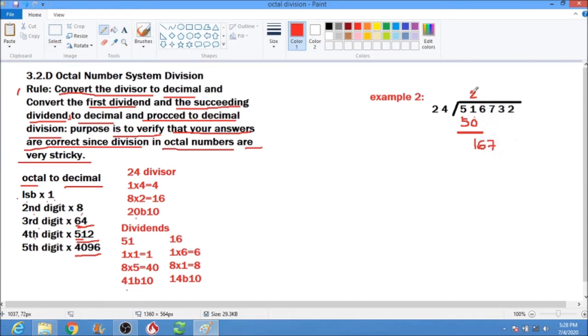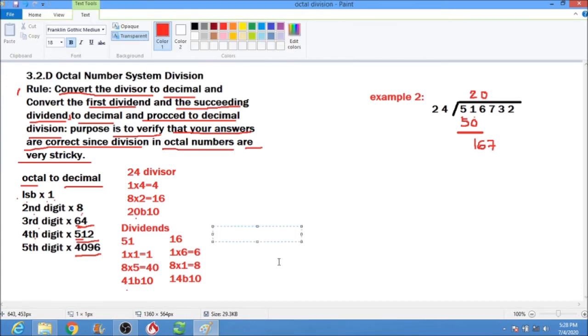Okay, so 0. So bring down 7. So therefore, our third dividend will be 167. So 167 is equal to 1 times 7, and that will be 7. And then 8 times 6 is equal to 48. And next is 64 times 1 is equal to 64 for the third digit.